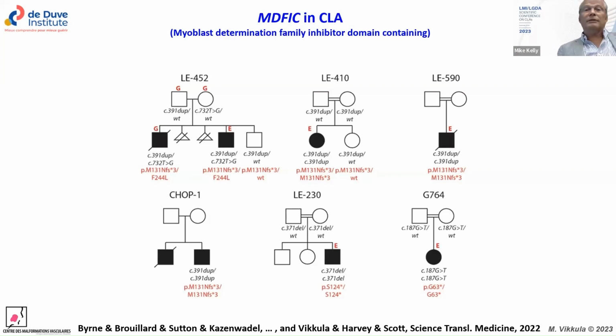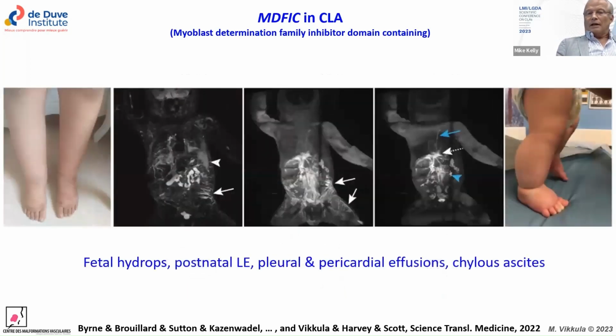Myoblast determination family inhibitor domain containing, MDFIC. And in this gene, the individuals have both alleles mutated. And basically, we think that there's a loss of function of the protein. These patients in these 6 families, the 7 patients, some of them died actually, unfortunately, very, very early. They had fetal hydrops, postnatal lymphedema, pleural and pericardial effusions, and chylothorax.